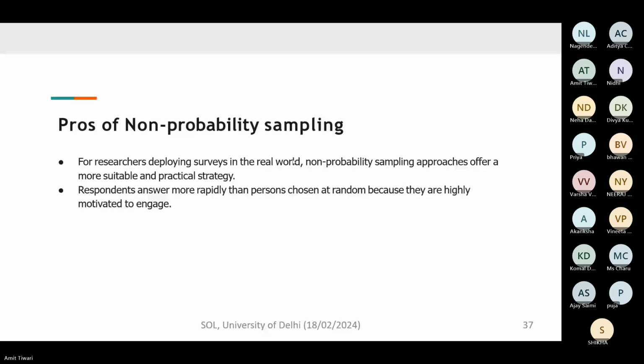Researchers deploying surveys for real world problems find that sometimes it is not practically possible to go for probability sampling. So you can go for non-probability sampling. Also, in most qualitative research, non-probability sampling is very often used.